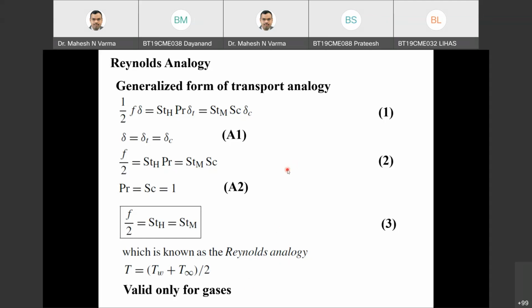Okay, this is what we have discussed, Reynolds analogy. Reynolds analogy says that friction factor divided by 2 equals Stanton number for heat transfer equals Stanton number for mass transfer. This is valid for gases only, and all the properties are estimated at average temperature.